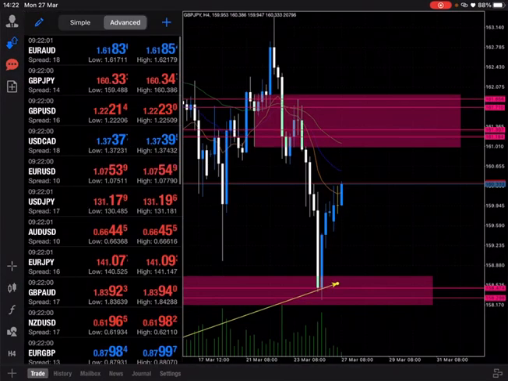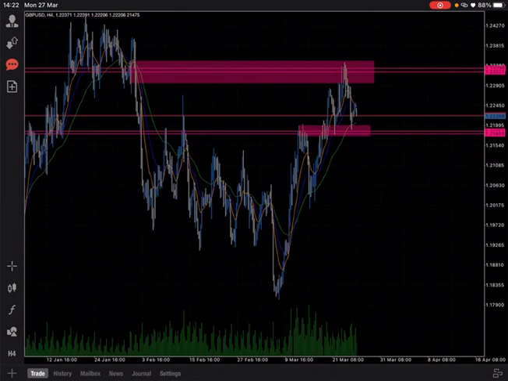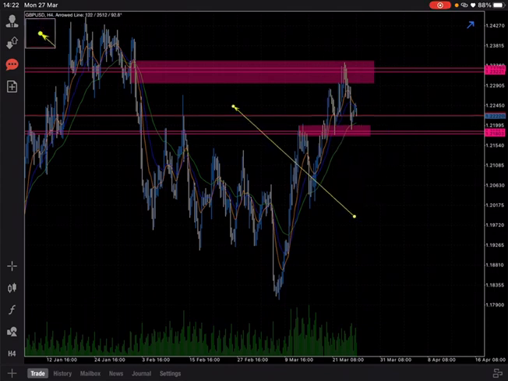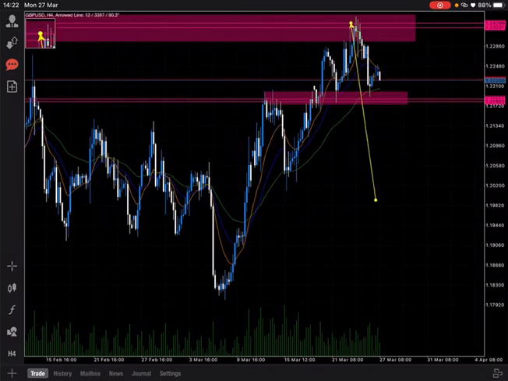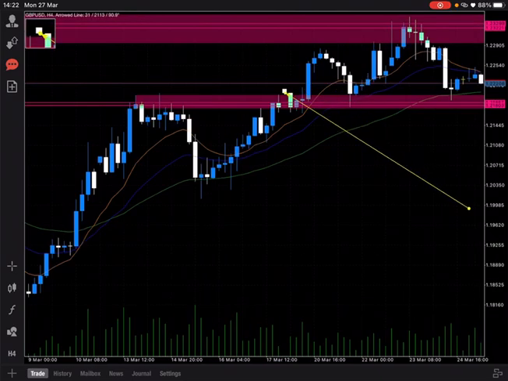Now, last but not least, we have GU. Very popular pair. Sell zone, buy zone. Sell zone is an engulfing buy that failed. Price came back, closed within, and created an engulfing sell. So you have your FEG sell. Then we have an engulfing sell that failed.